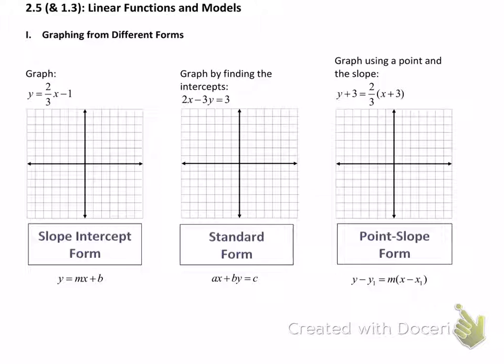So for the first example, it's given to you in slope-intercept form. The first thing you do to graph it is plot the y-intercept, which is at -1. And then you rise 2 and go to the right 3. And so we can draw a straight line through those 2 points.